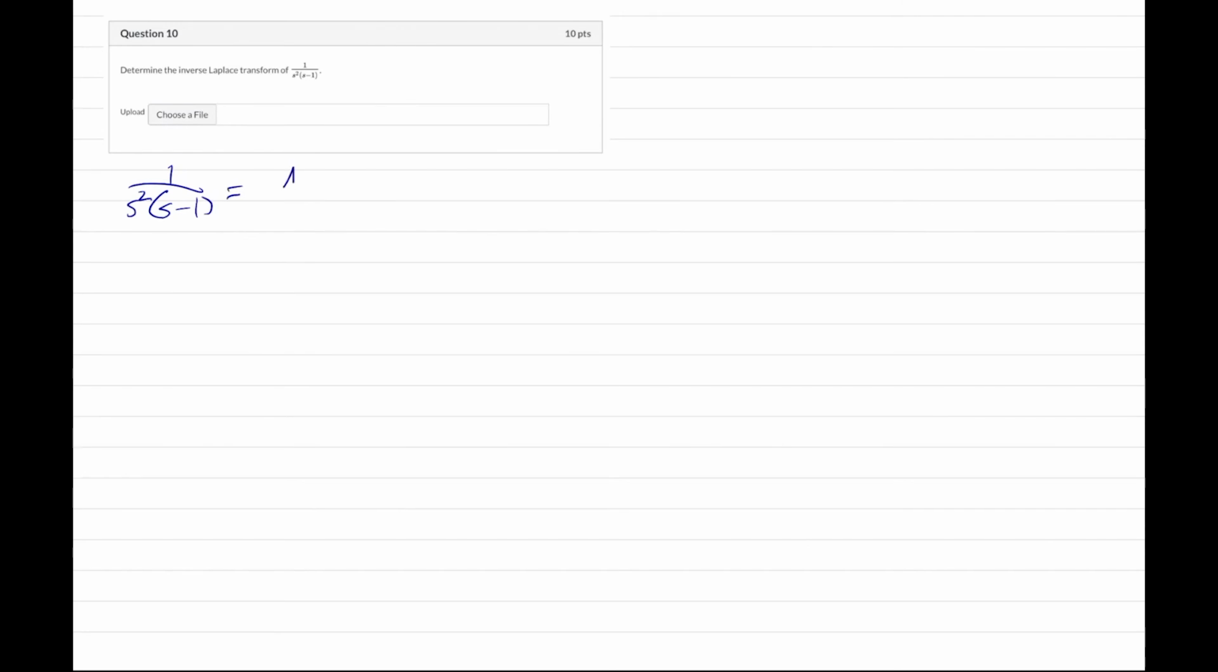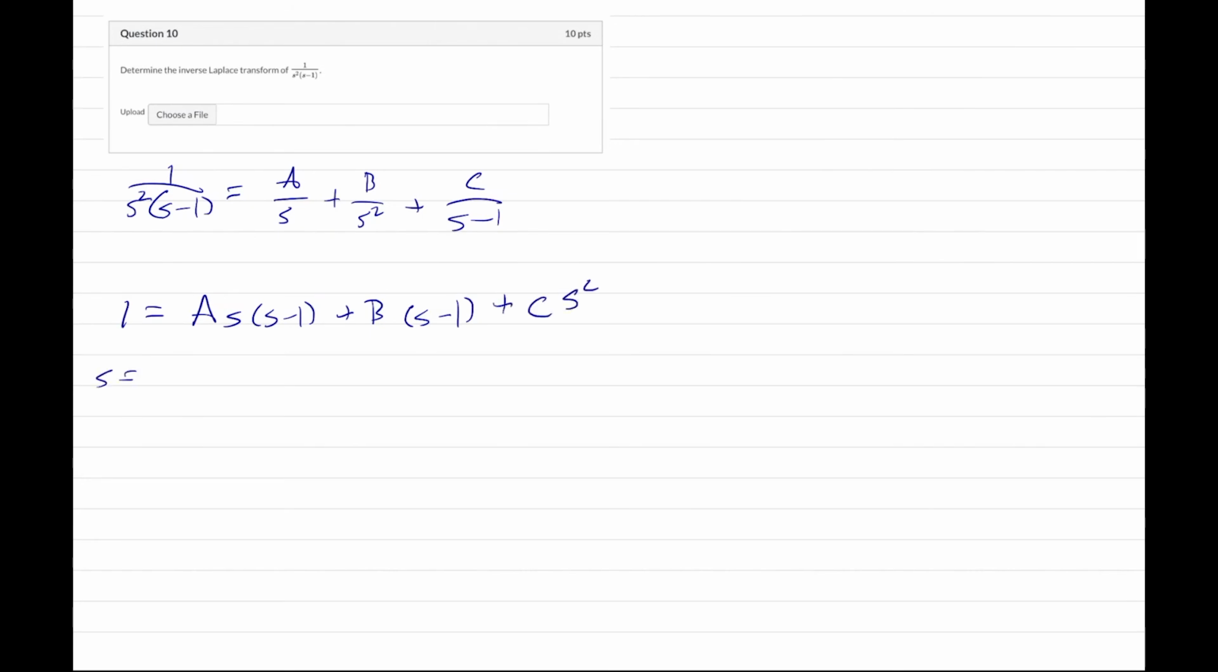So it's going to give me A over s plus B over s squared. That's what you do for repeated roots. Plus C over s minus 1. Multiply both sides. So we get 1 is equal to A s times s minus 1, plus B times s minus 1, plus C times s squared.